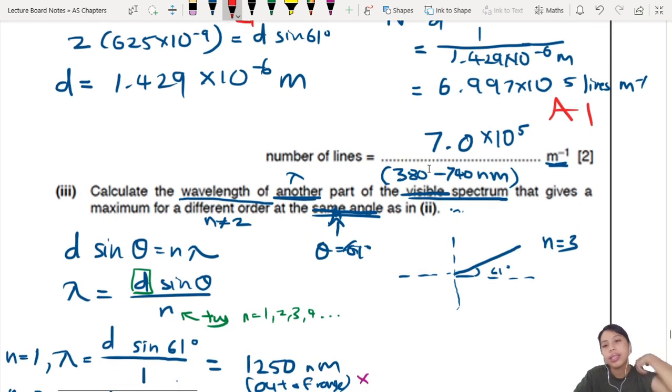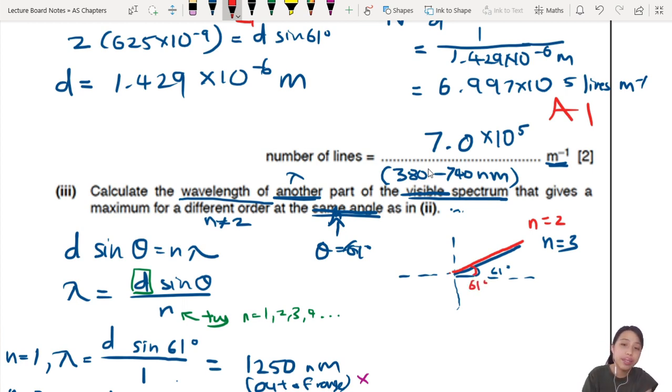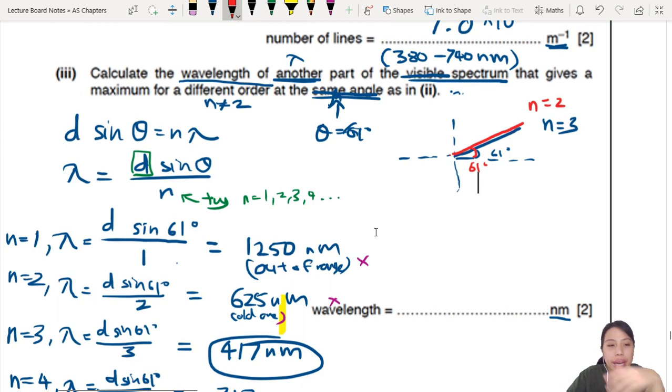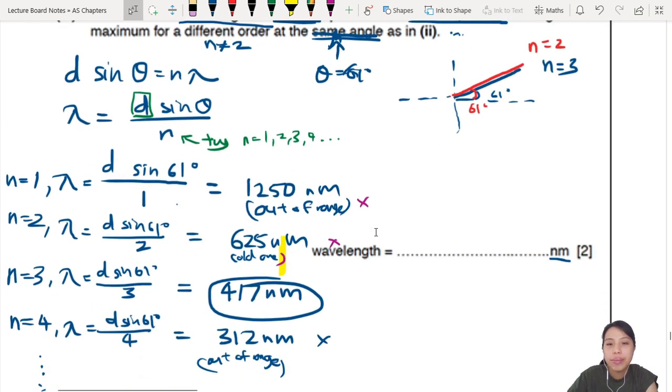It will be the same as the previous one, 625, probably orange. I'm just going to draw red. It will overlap with the n equals 2 of the red color. They will be the same angle, 61 degrees. That's what it means. You're just trying to look for something that has the same angle but different order. So that's how you can think of this question.